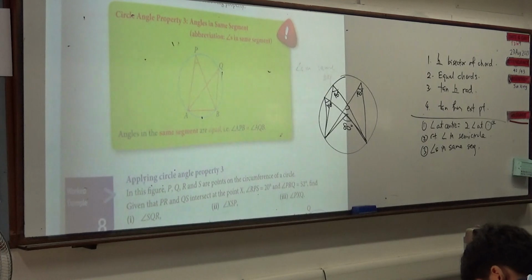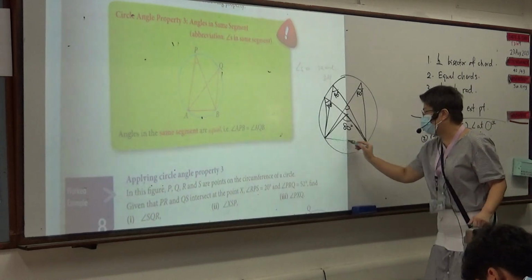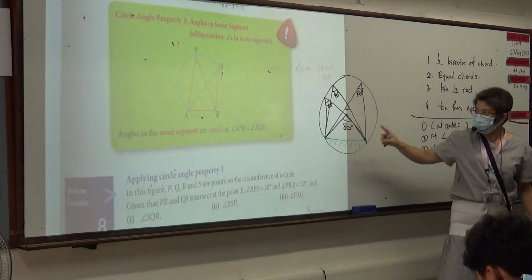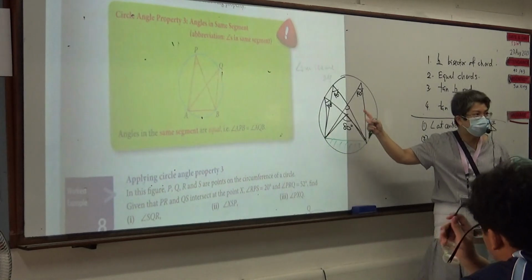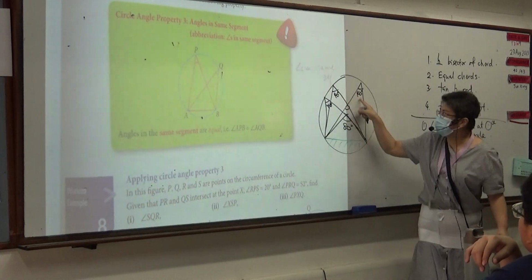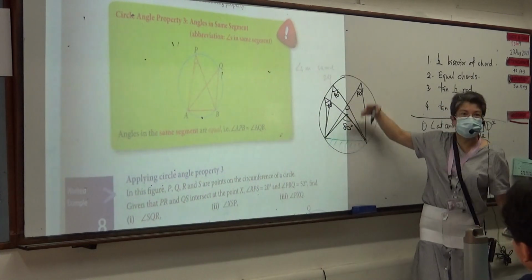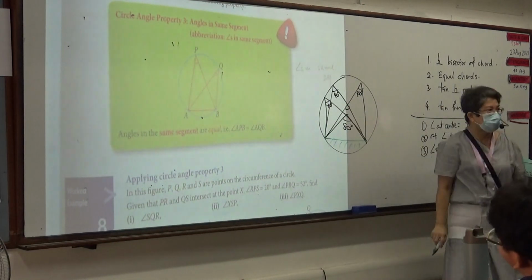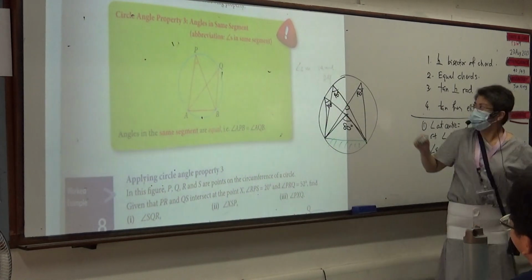Why is it called angle at the same segment? Let me just explain to you, right? Can you see that if I draw a line here, this will be a segment? This is the other segment, right? Actually, it's called the opposite segment. Understand? Can you see that all these three angles lie on the same segment? That means they are all equal. Understand?